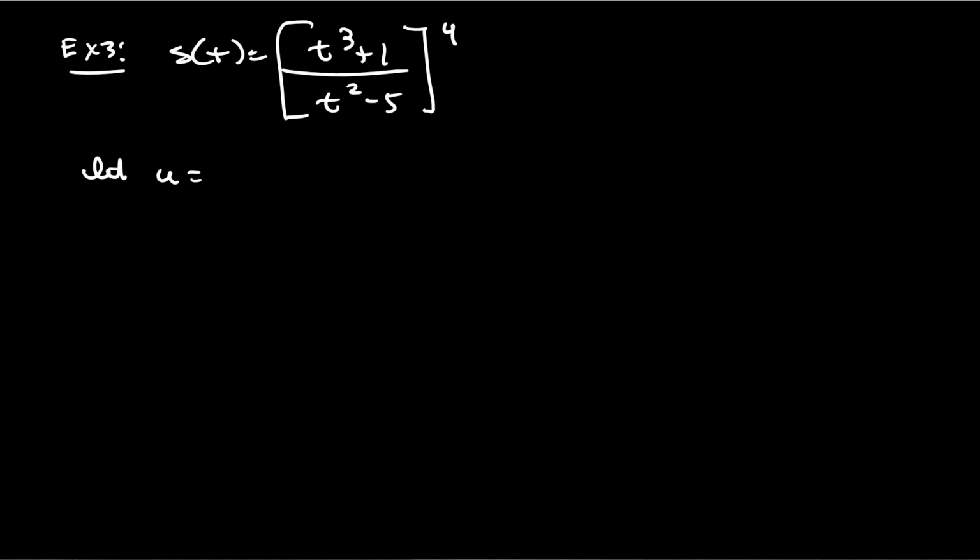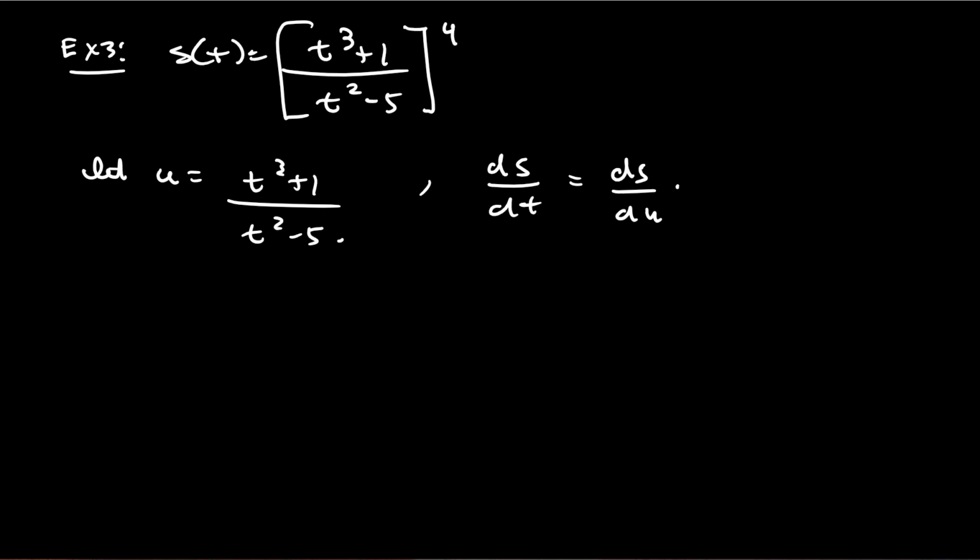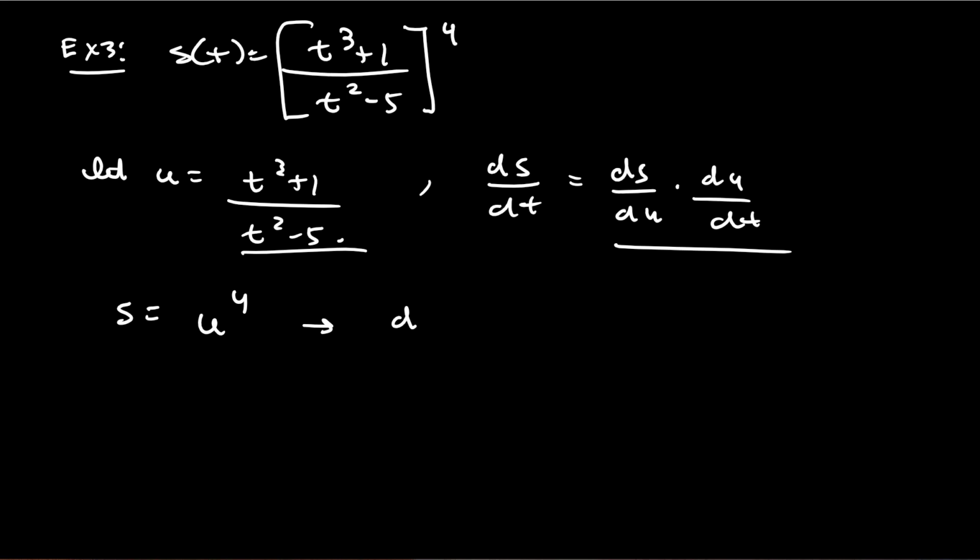Now let's make another substitution. Let's let u equal (t cubed plus 1) all over (t squared minus 5). And we were asked to find ds dt. Using the chain rule, we can say that ds dt is ds by du multiplied by du by dt. Now s will be u to the 4th, so we can find ds by du, that will be just 4u cubed by the power rule.